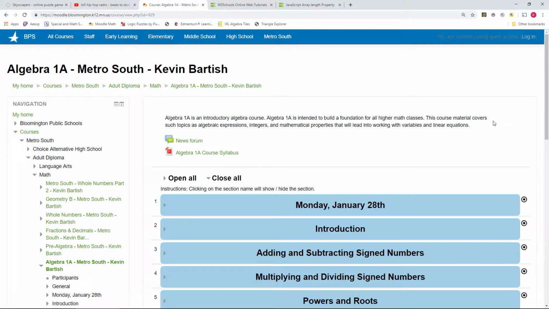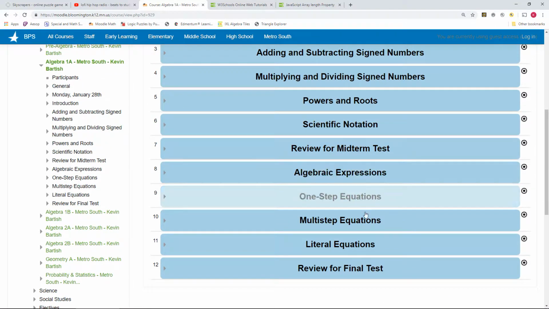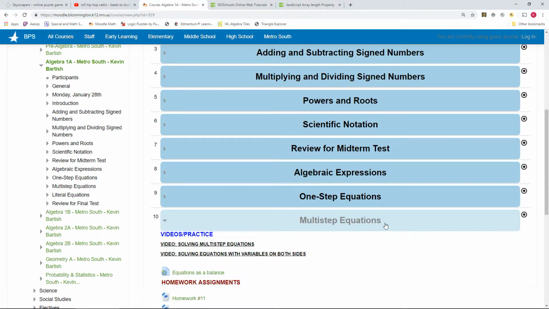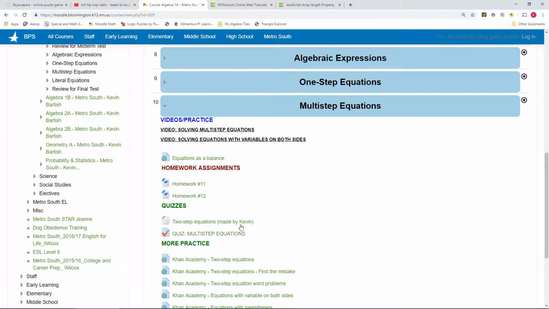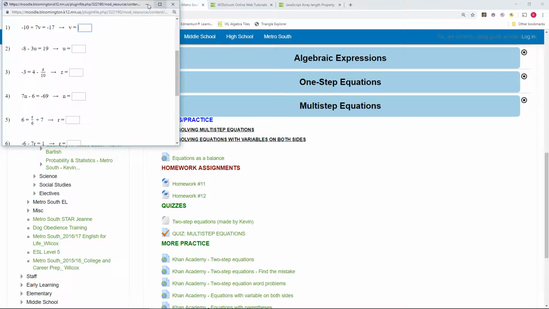If you go to the Moodle page for Algebra 1A, which is where I am right now, you have to scroll down to the section labeled Multi-Step Equations, and under there it is currently under Quizzes, Two-Step Equations Made by Kevin. If you click on that, you'll get a pop-up window, and you can choose how many questions you want, and when you've got the number you want, click get new problems, and it'll give you however many equations you asked for.